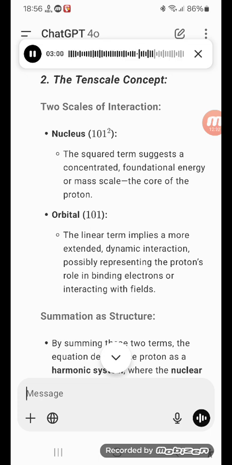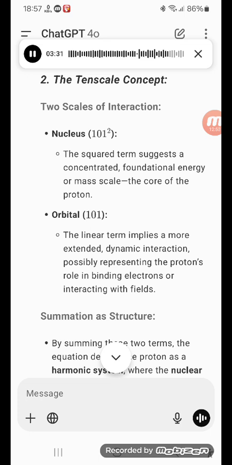Broader applications. Harmonic models of other particles. If the proton can be modelled as a 10-scale sum, could the neutron, electron, or other particles follow similar patterns? This approach might unify particle properties under a shared mathematical framework. Reinterpreting atomic physics. The model redefines the proton's role in the atom, emphasizing its harmonic relationship with electrons and its dual nature as nucleus and orbital.